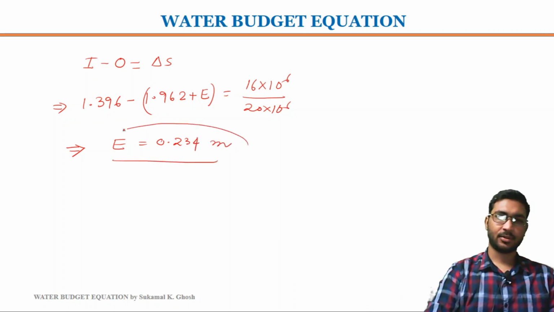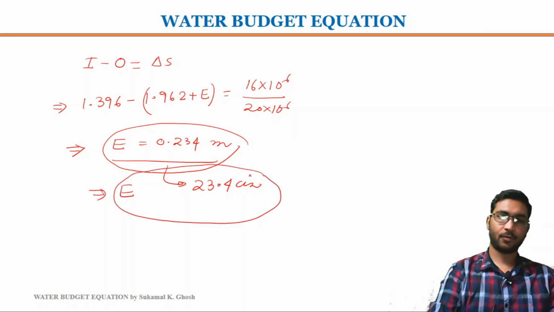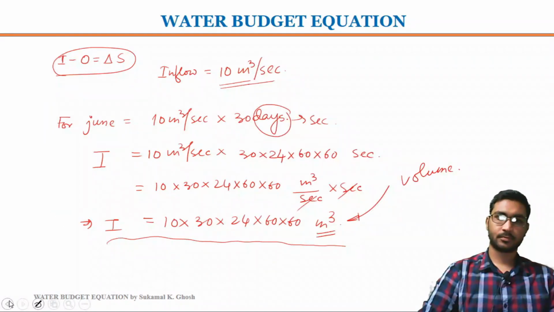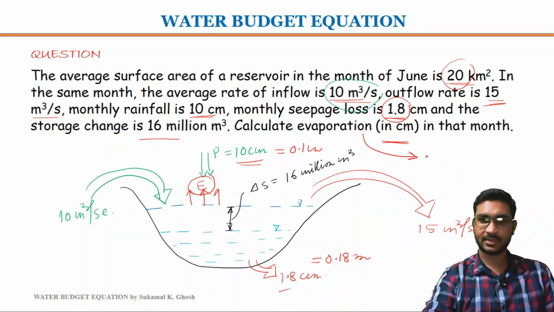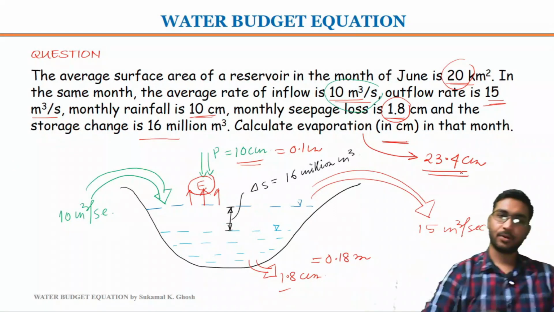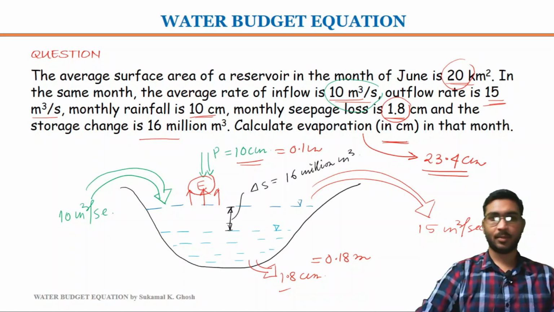meter. Okay, or it is 23.4 centimeter. Okay, so the value of evaporation is 23.4 centimeter. The question has asked to calculate the value of evaporation in centimeter. So the value of evaporation is 23.4 centimeter. Okay, so this is all about the water budget equation.